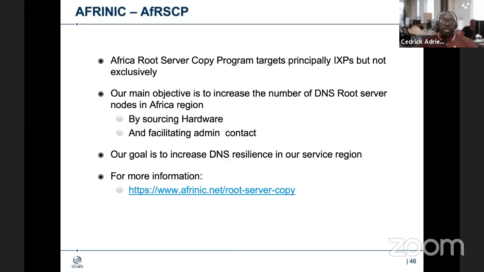We at AFRINIC work mainly with ICANN, but we are also working with other root server operators. As it was said before, ICANN right now targets other operators than IXPs. So for IXPs that are interested in the program, we'll see with them which operator is the most appropriate for them. So thank you again, and back to you, Paul.